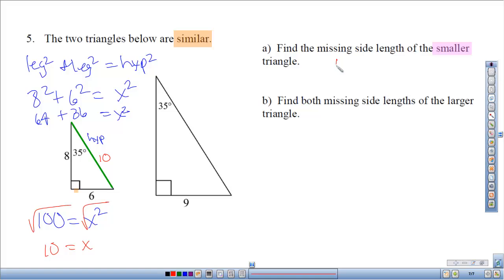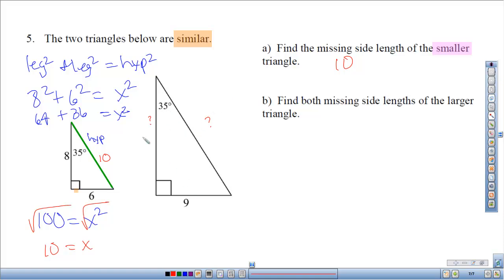So that's my first answer. That missing side length in the smaller triangle is 10. All right, now it says find the missing side lengths of the larger triangle. So we don't know this one, and we don't know this one. Okay, and you have some more choices here.